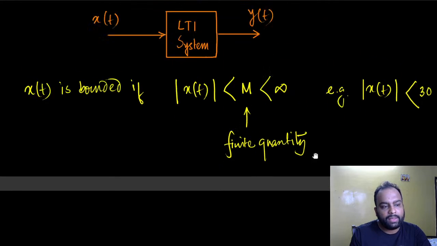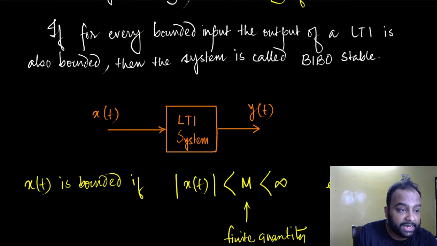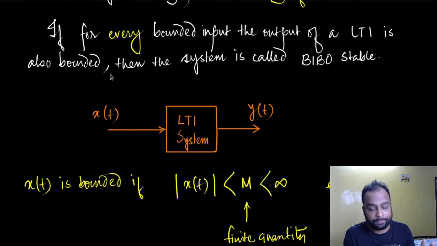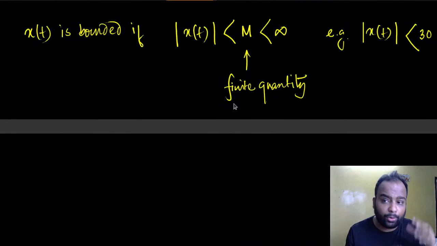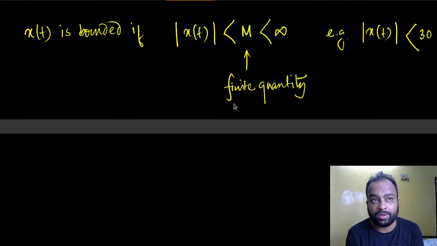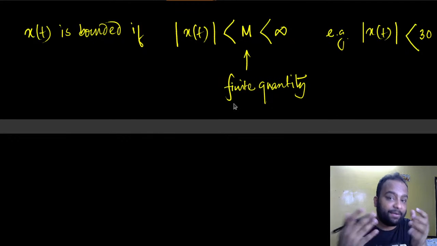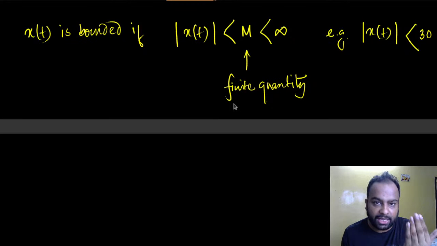Now, notice this term very, very carefully: for every bounded signal. That is the important term here. We are saying that if for every bounded input, the output is also bounded, then the system is stable. Try to understand this. If I want to prove that a system is BIBO stable, stable in the sense of bounded input, bounded output, we would have to figure out every possible bounded input, feed those bounded inputs to the system, and see whether the output is also bounded or not. Do you understand what I'm saying?